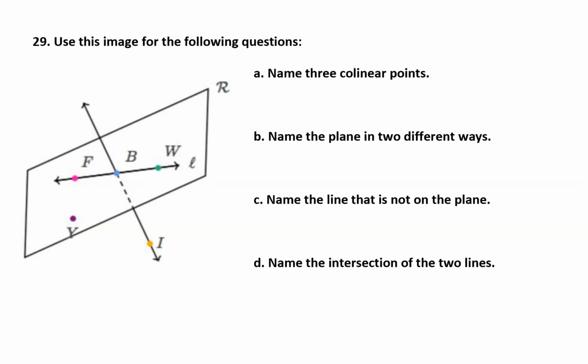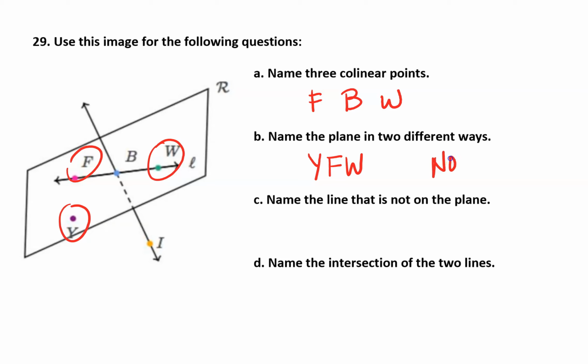Collinear means they're all on the same line, so we're looking at F, B, and W. We can name the plane in 2 different ways. For a plane, we need 3 letters that are non-collinear. So we could do F, Y, W, any 3 points that are not on the same line but are on the plane. You could have done Y, F, B. What not to do is F, B, W.